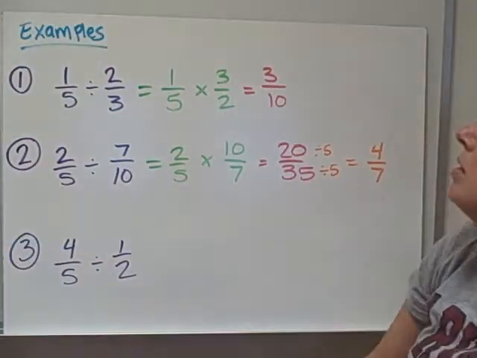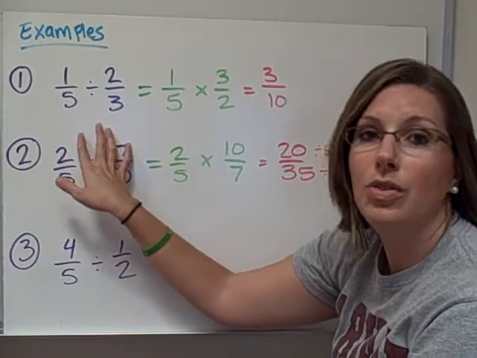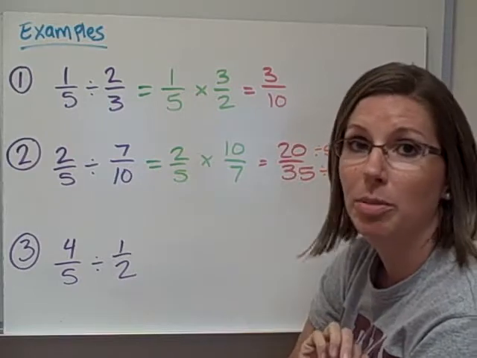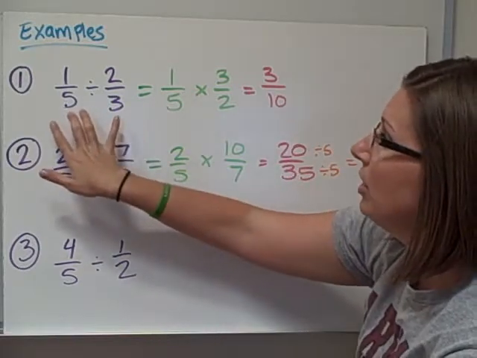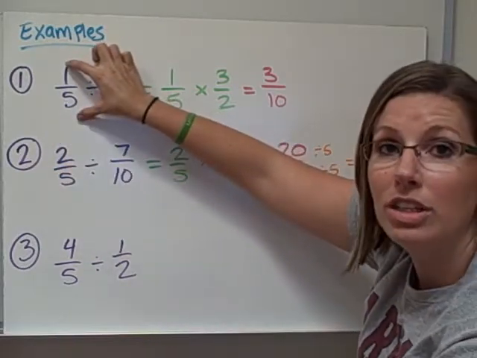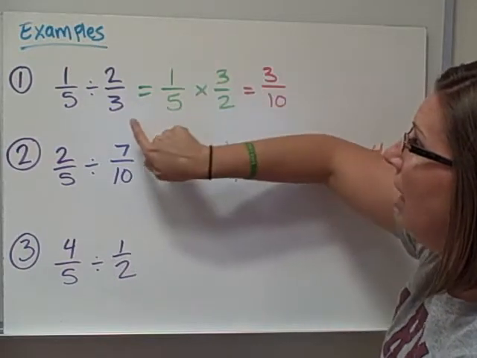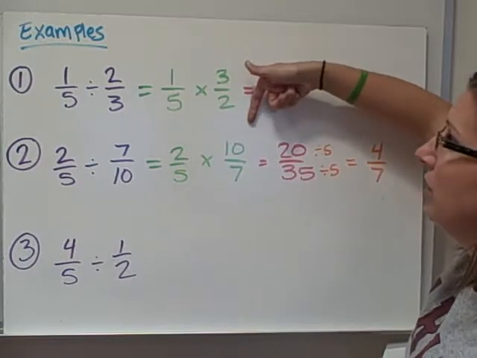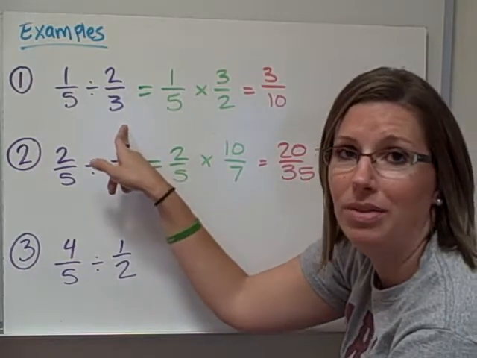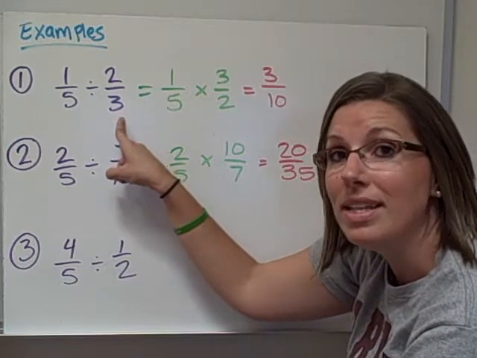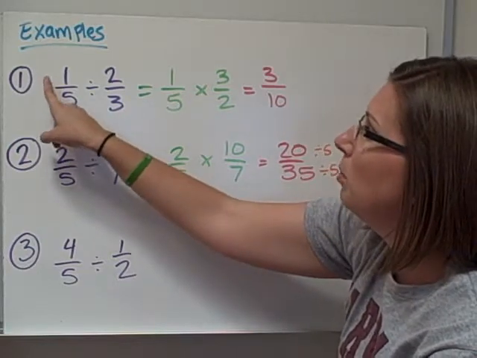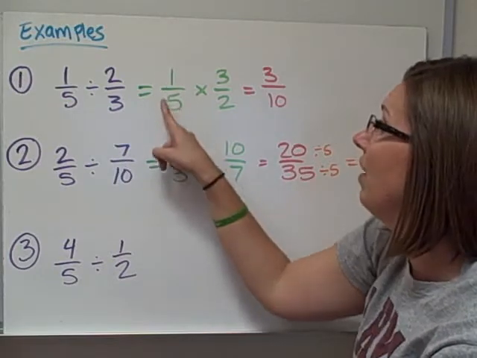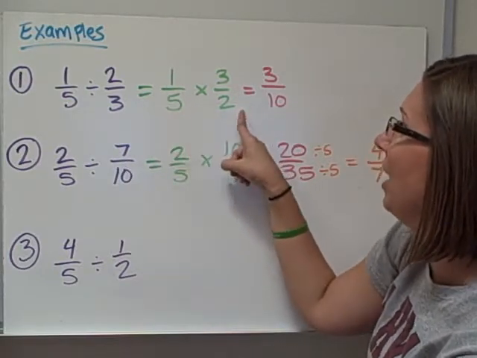Some more examples. Now I've got two fractions that are already written as fractions, so I'm not dealing with whole numbers now. I still keep this first fraction the same, and then I change division to multiplication, and I'm going to multiply by the reciprocal of the second fraction only. So I only flip the second fraction. So my problem, 1/5 divided by 2/3, changes to 1/5 times 3/2.